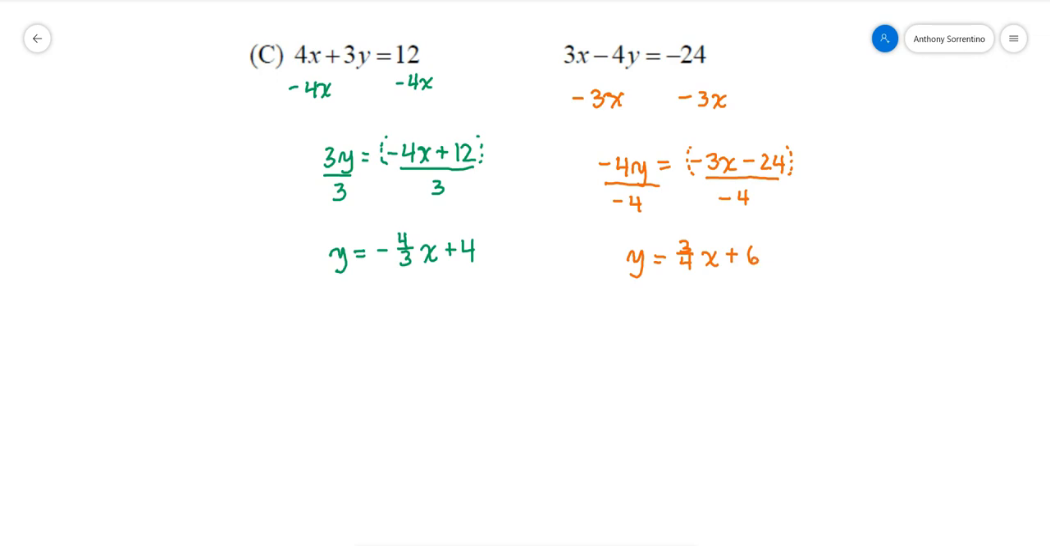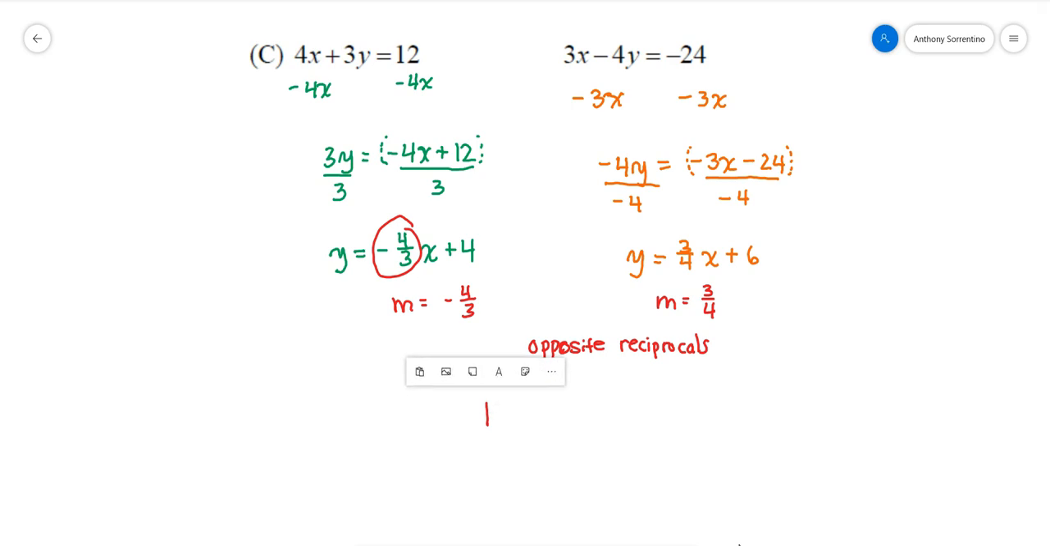Now I have enough information to answer the question because here I know that the slope is a negative 4/3. Here I know that the slope is a 3/4. These are opposite reciprocals, and therefore they are perpendicular.